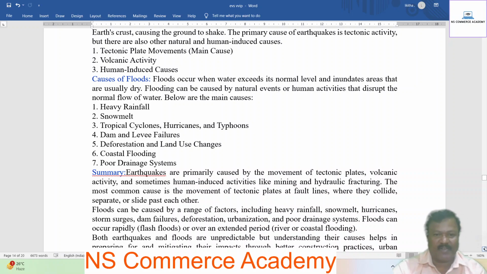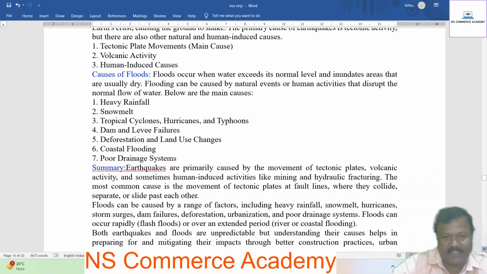Earthquakes are primarily caused by the movement of tectonic plates, volcanic activities, and some human-induced activities like hydraulic fracturing. The most common cause is the movement of the tectonic plates at fault lines where they collide, separate, or slide past each other.